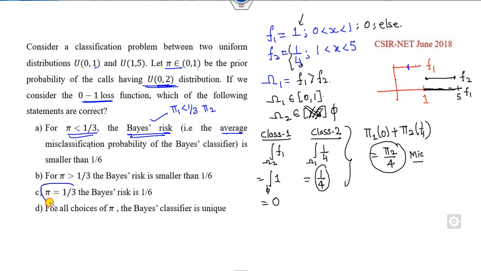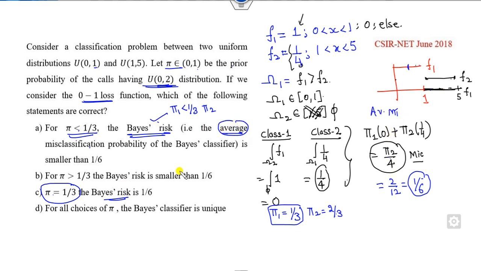If I consider this is the equality case, if pi 1 is 1 by 3, what is my pi 2? Pi 2 is 2 over 3. If I substitute here, it will be 1 over 6. This is my Bayes risk. Bayes risk is the average, so this is my average misclassification. So it means this is my right answer.